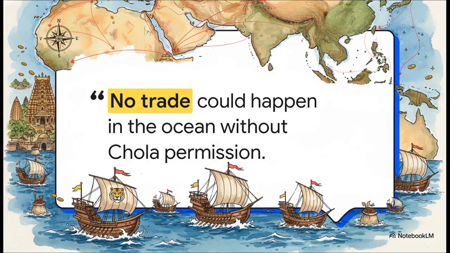And speaking of controlling trade, this is a wild fact. Under Raja Chola I, absolutely no trade could happen in the Indian Ocean without the Cholas' explicit permission. He turned his dynasty into an absolute maritime economic powerhouse, extending his policies all the way down to Sri Lanka to effectively monopolize those commercial sea routes. If you wanted to do business there, you had to go through him.